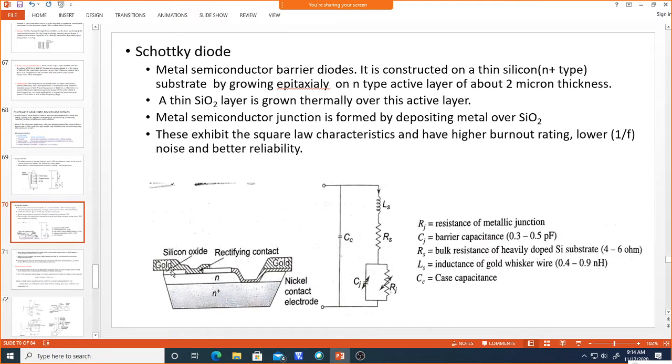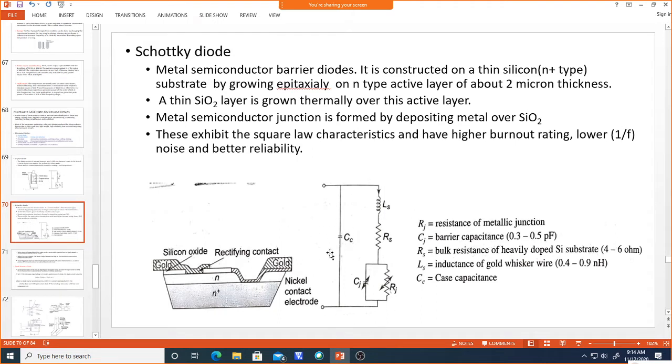And the metal semiconductor, where gold is used as the metal, is deposited on the silicon oxide. By using this construction, for detection purposes it acts as a square law device, and its characteristics follow the square law. It has low flicker noise, a higher burnout rating, and better reliability.